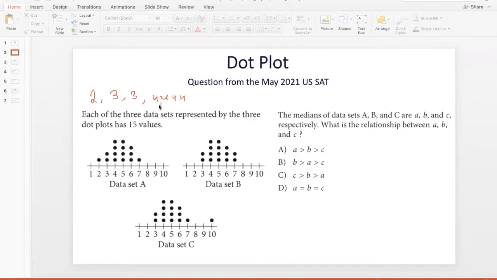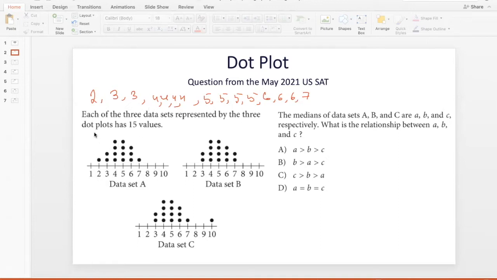4, 4, 4, 5, 5, 5, 5, 6, 6, 6, and 7. So that's 1, 2, 3, 4, 5, 6, 7, 8, 9, 10, 11, 12, 13, 14, 15 values, right? So this is how the data is represented on a dot plot. You have the data sets here and you have the frequencies represented as dots.